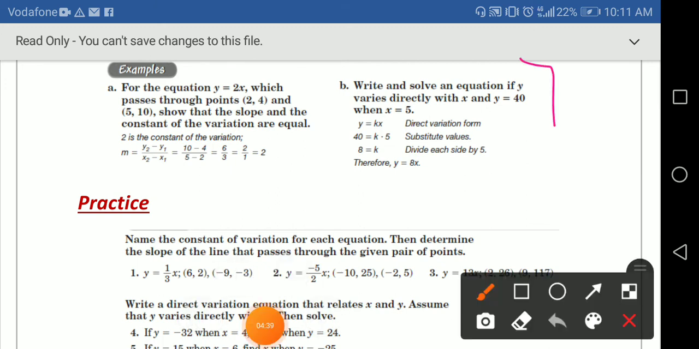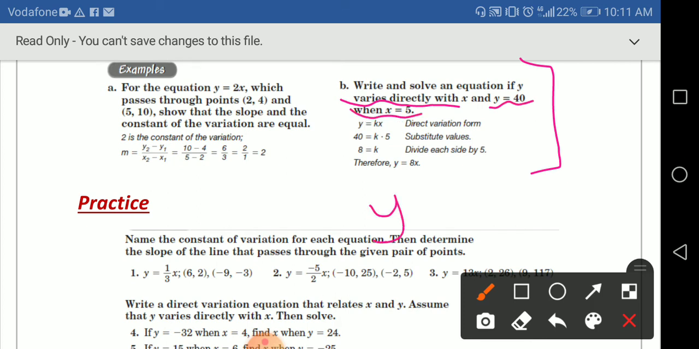What about this example? Write and solve an equation if y varies directly with x and y is 40 when x equal 5.